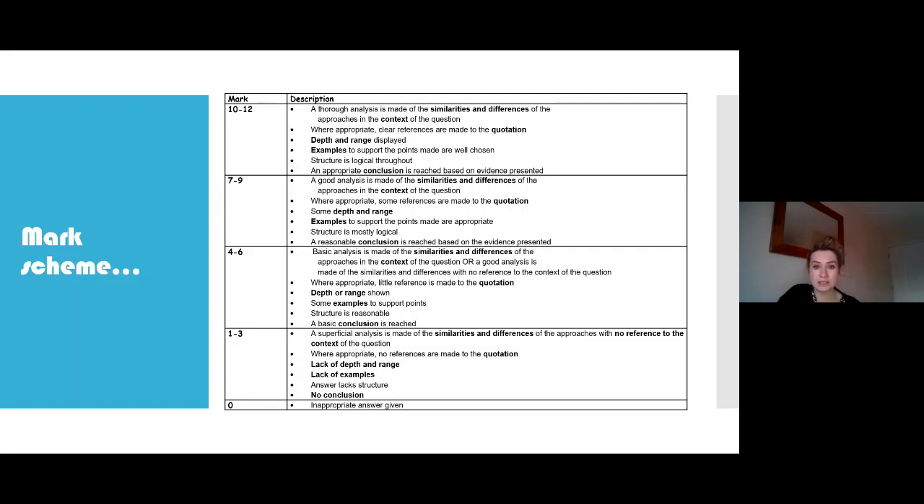Structure is logical and an appropriate conclusion is reached based on evidence. So that's what we're aiming for, and I'm going to show you a couple of examples today about what makes a good question, what makes a good answer, and hopefully you'll be able to identify the key points that have really gained somebody, you know, right at the top of that mark band.